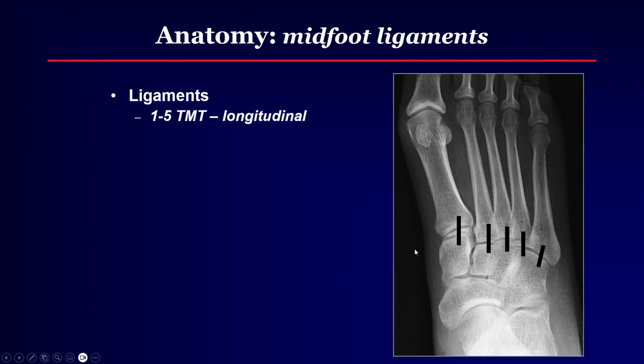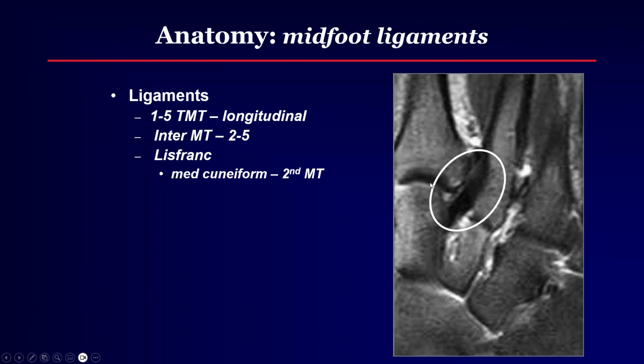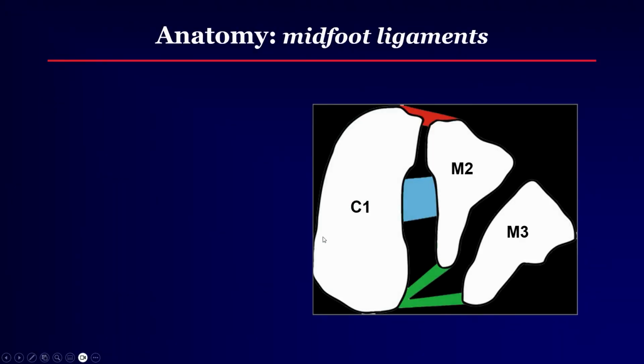We'll start with that. You have longitudinal tarsometatarsal ligaments, both dorsal and plantar. You also have intermetatarsal ligaments from the second through the fifth, but as you know, we don't have one between the first and second. Instead, we've got the famous Lisfranc ligament between the medial cuneiform and the base of the second metatarsal.